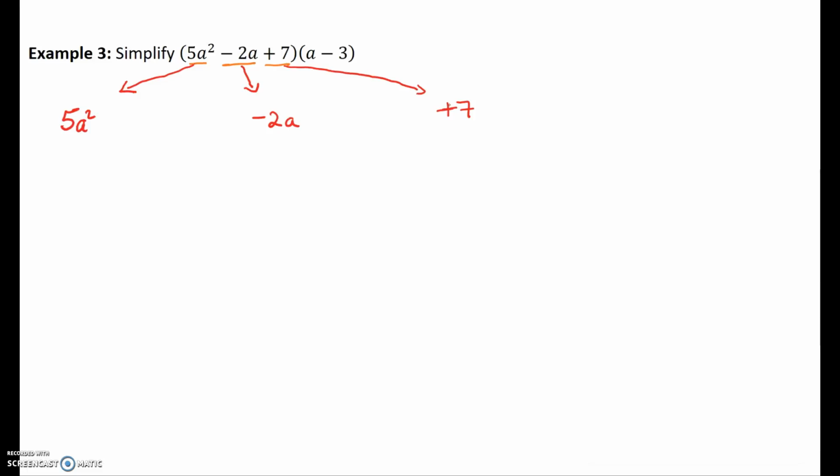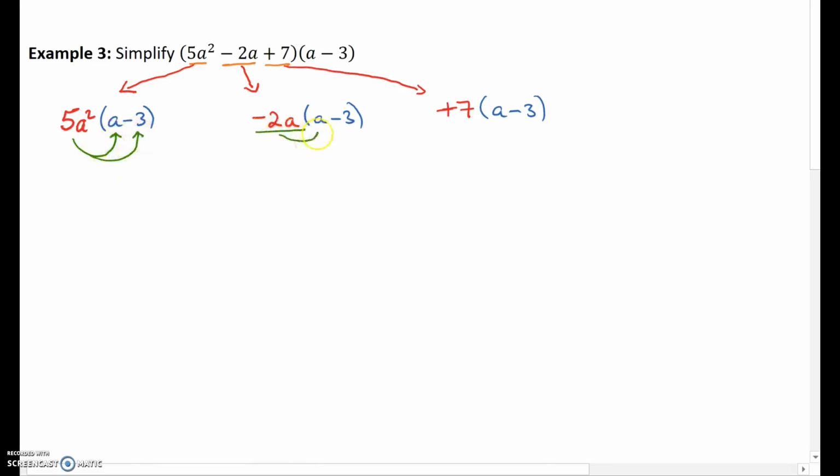Now we've split up the first parentheses. We're going to multiply each of those pieces by the second parentheses. So we're going to multiply all of those 3 pieces by a minus 3. And now we'll do some distributing. So we'll take the 5a squared and we'll multiply it in here, multiply it by the a and the minus 3. Negative 2a, we'll multiply it by a and by minus 3, and plus 7, we'll multiply it by a and by minus 3. Okay, now if you need help with the multiplying, go back and look at the section on distributing a monomial into a polynomial, okay?